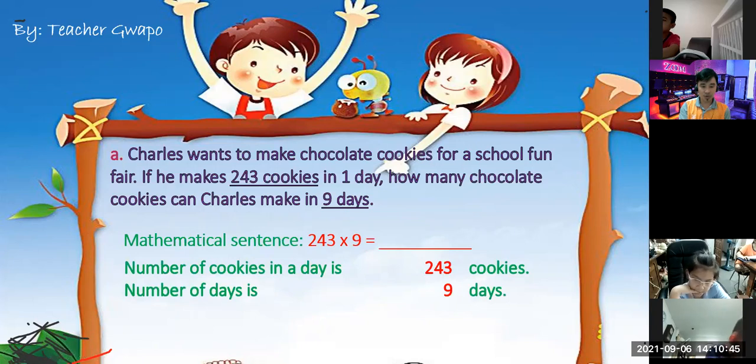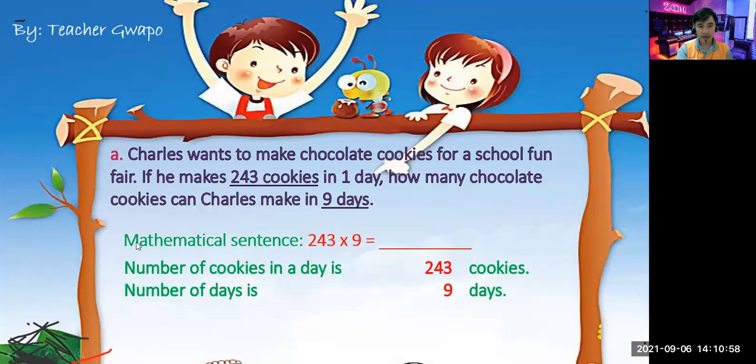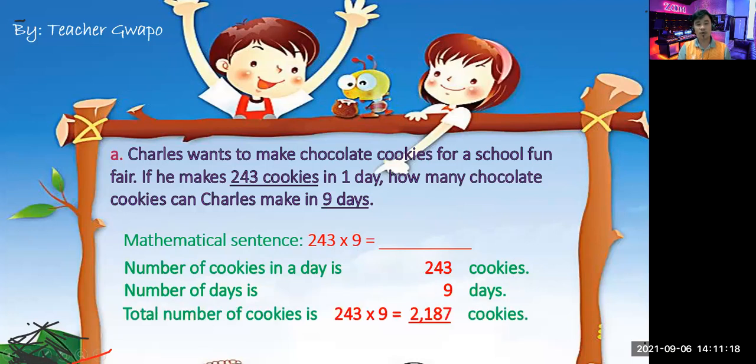So that is in your book, page 45. Okay, page 45 in your book. Page 45, letter A. So that's the arrangement of the solution. First, mathematical sentence, 243 times 9. And then number of cookies in a day is 243 cookies. When you say a day, that means one day. And how many days? Number of days is 9 days. So we will just multiply 243 times 9 so that we will know the number of cookies in 9 days.